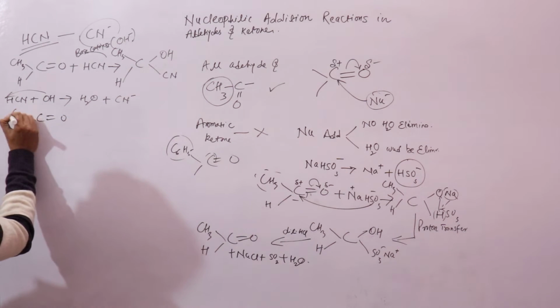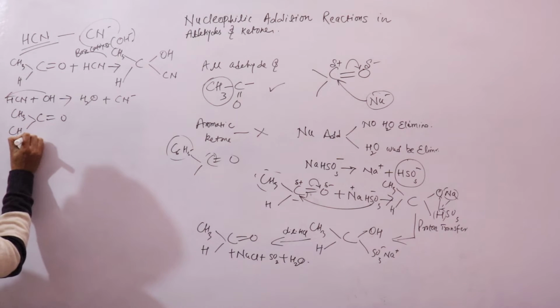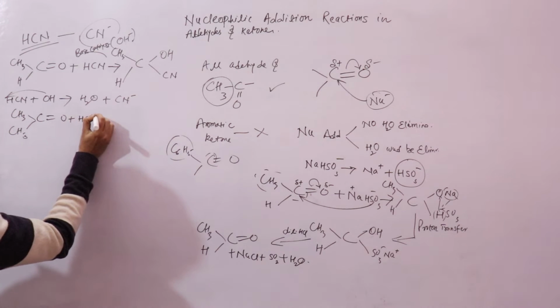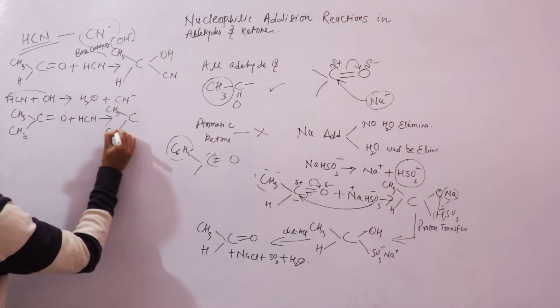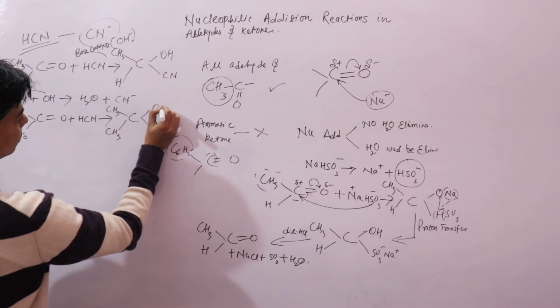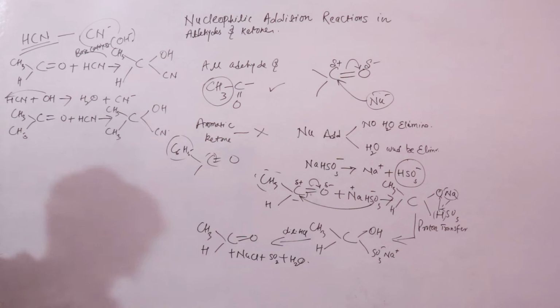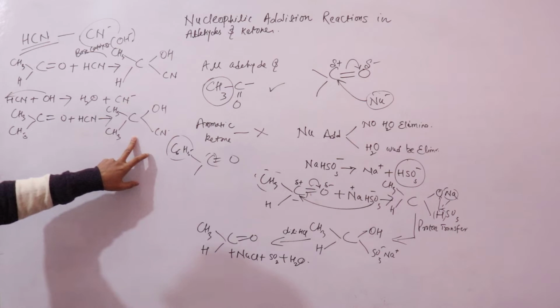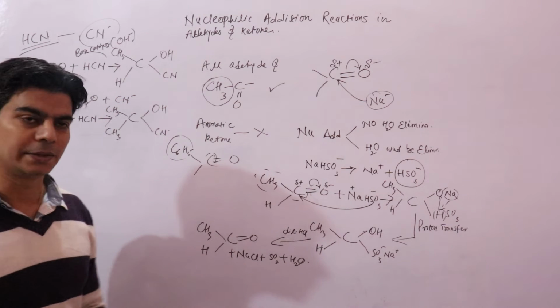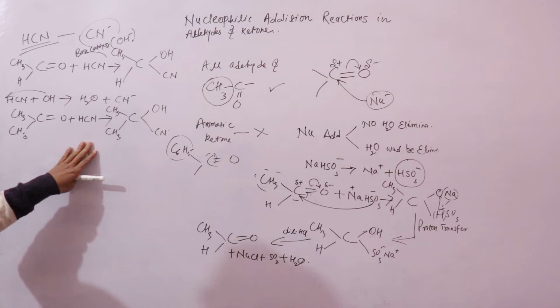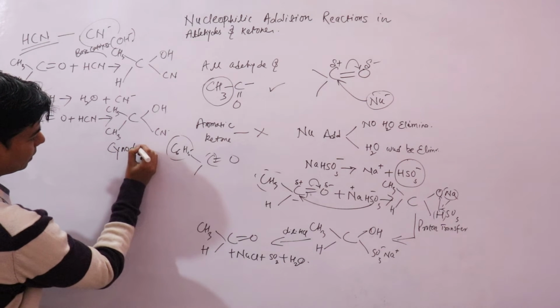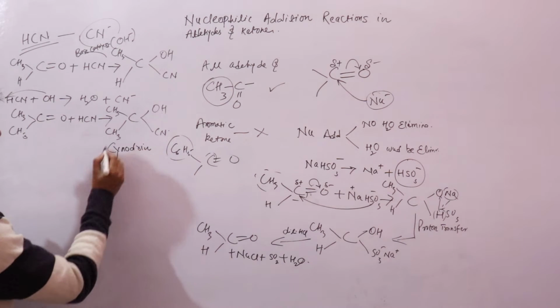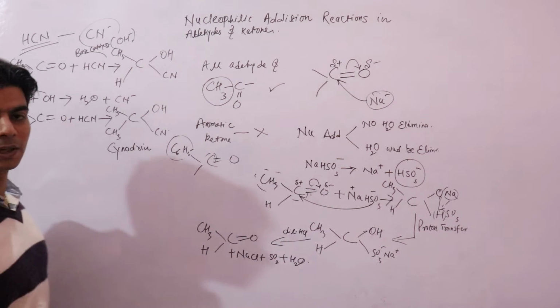Similarly, your ketone will also undergo this reaction, right, to form this cyanohydrin, acetone cyanohydrin. This is your acetone cyanohydrin and this is your acetaldehyde cyanohydrin. And these cyanohydrins, right, this is how you will write them.